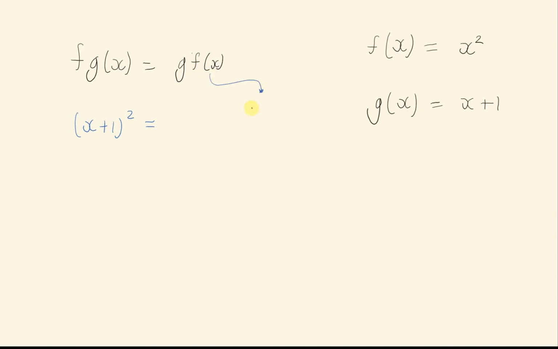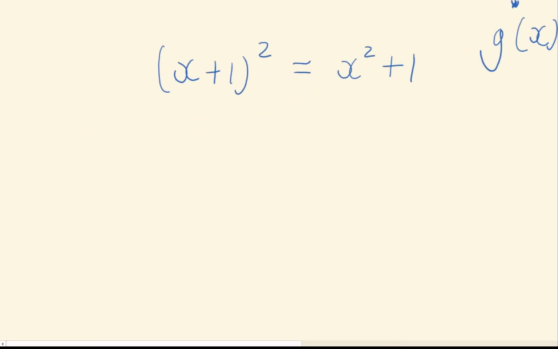So f of x is just x squared. So now we have g of x squared. And this function, whatever's in the brackets, we just add 1 to it. So that'll be x squared plus 1. So note for one we have brackets, one we don't. Now, same as before, we're going to expand the left-hand side, and then just solve it.